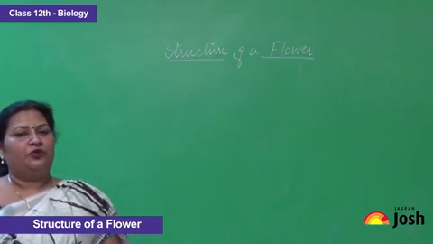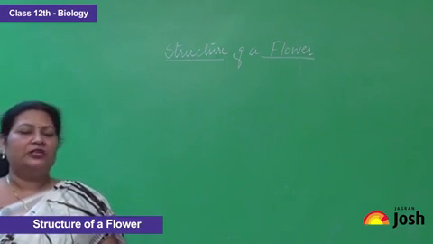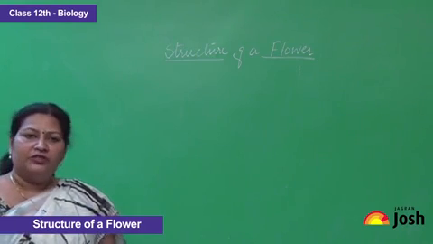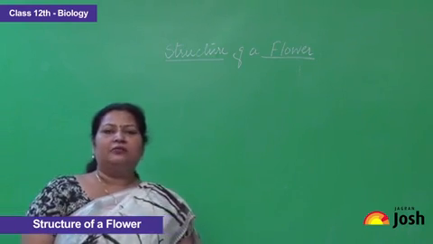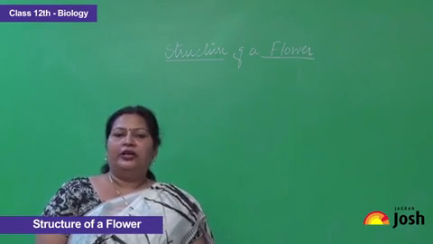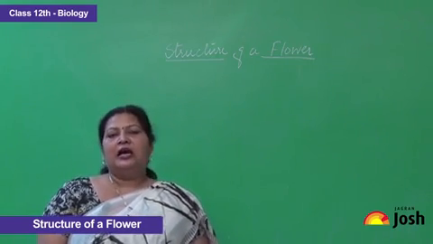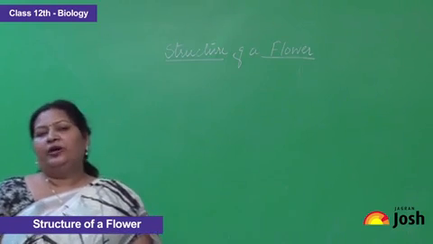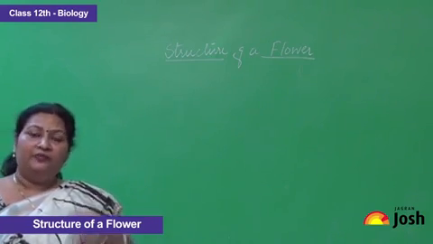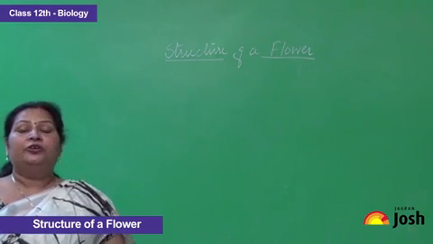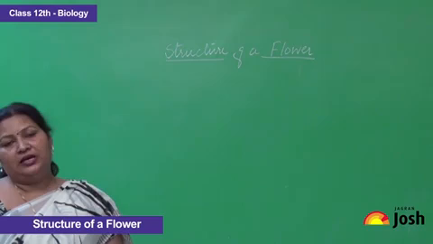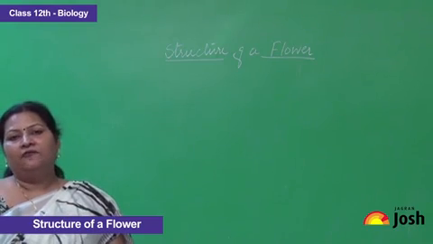Basically a flower develops from shoot apical meristem, which later on gets converted into a reproductive meristem, and later on it grows on an inflorescence axis, and it develops into flower primordia, which later on grows into flower buds and later on into a complete flower.